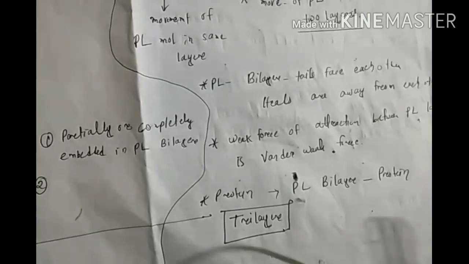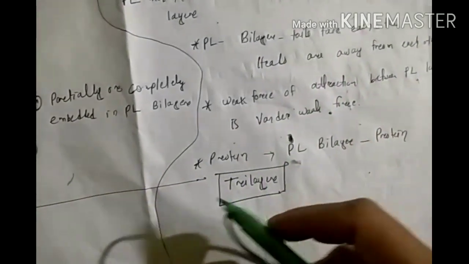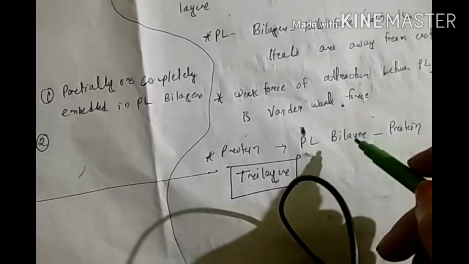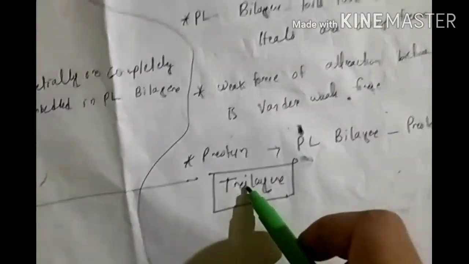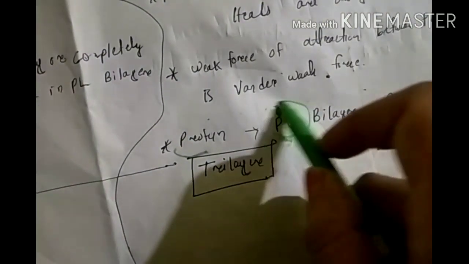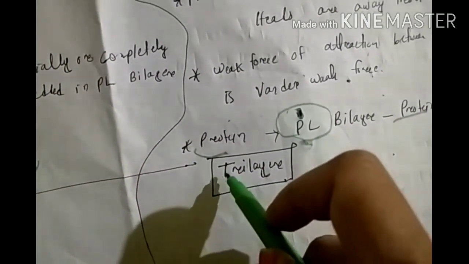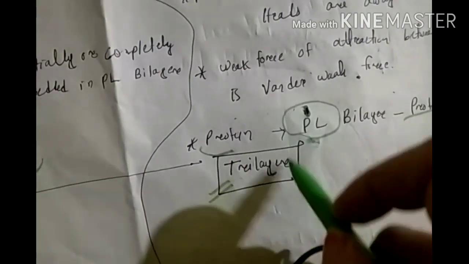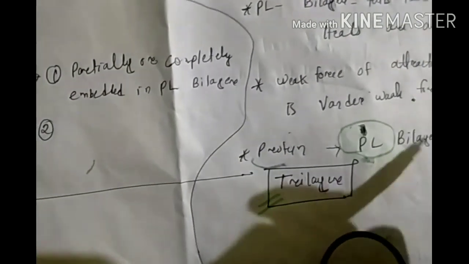In the phospholipid bilayer the tails face each other and the heads are away from each other. Van der Waals forces are also present. They explain their membrane as protein, phospholipid and protein, meaning this structure is tri-layer in structure. So we will draw according to them. Here we see protein, phospholipids, and again protein. They explain that proteins are globular in nature.